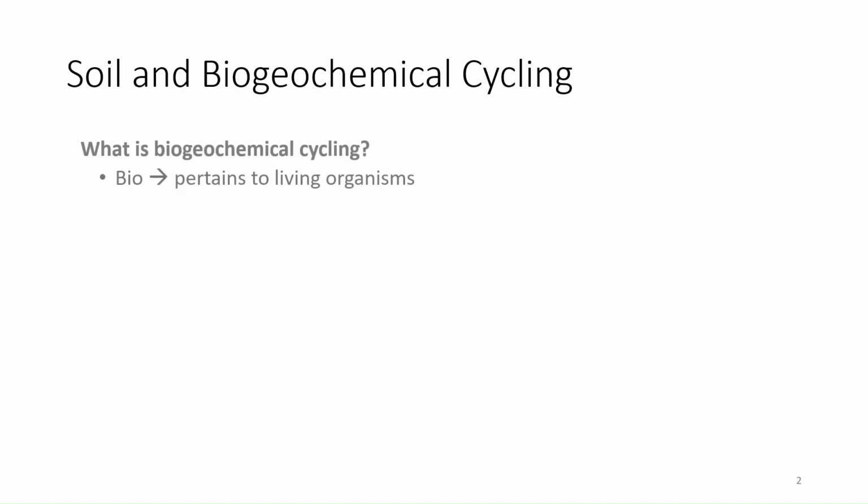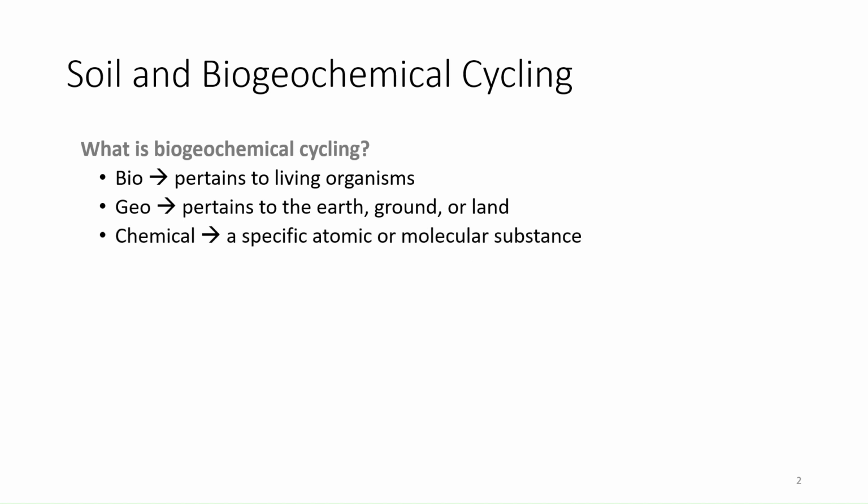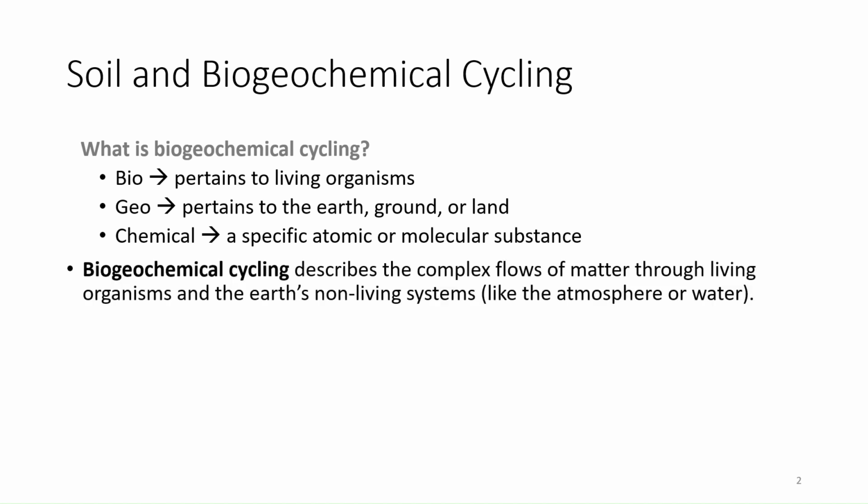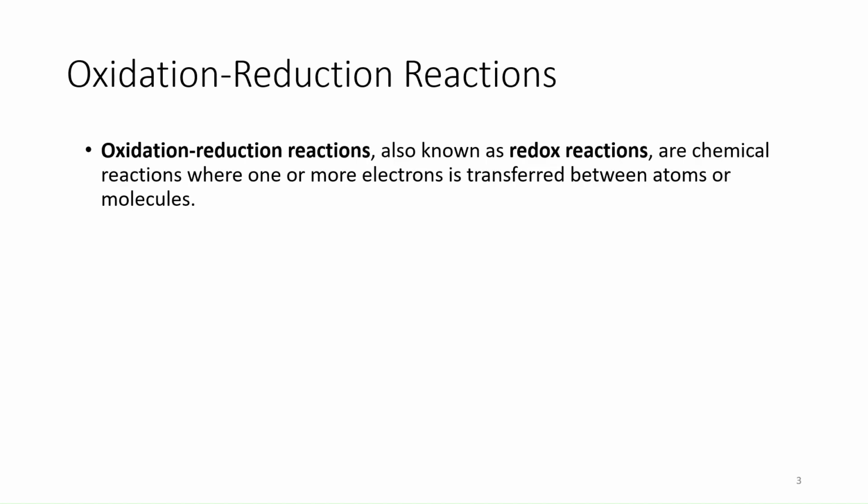Let's break it down. Bio means that these processes pertain to living organisms, while geo means earth, ground, or land. And chemical refers to a specific atomic or molecular substance. So, taken together, biogeochemical cycling refers to the complex flow of matter through both living organisms and the Earth's non living systems, like the atmosphere and water. There is a specific chemical reaction that we need to cover that is closely related to biogeochemical reactions, and that is oxidation reduction reactions.